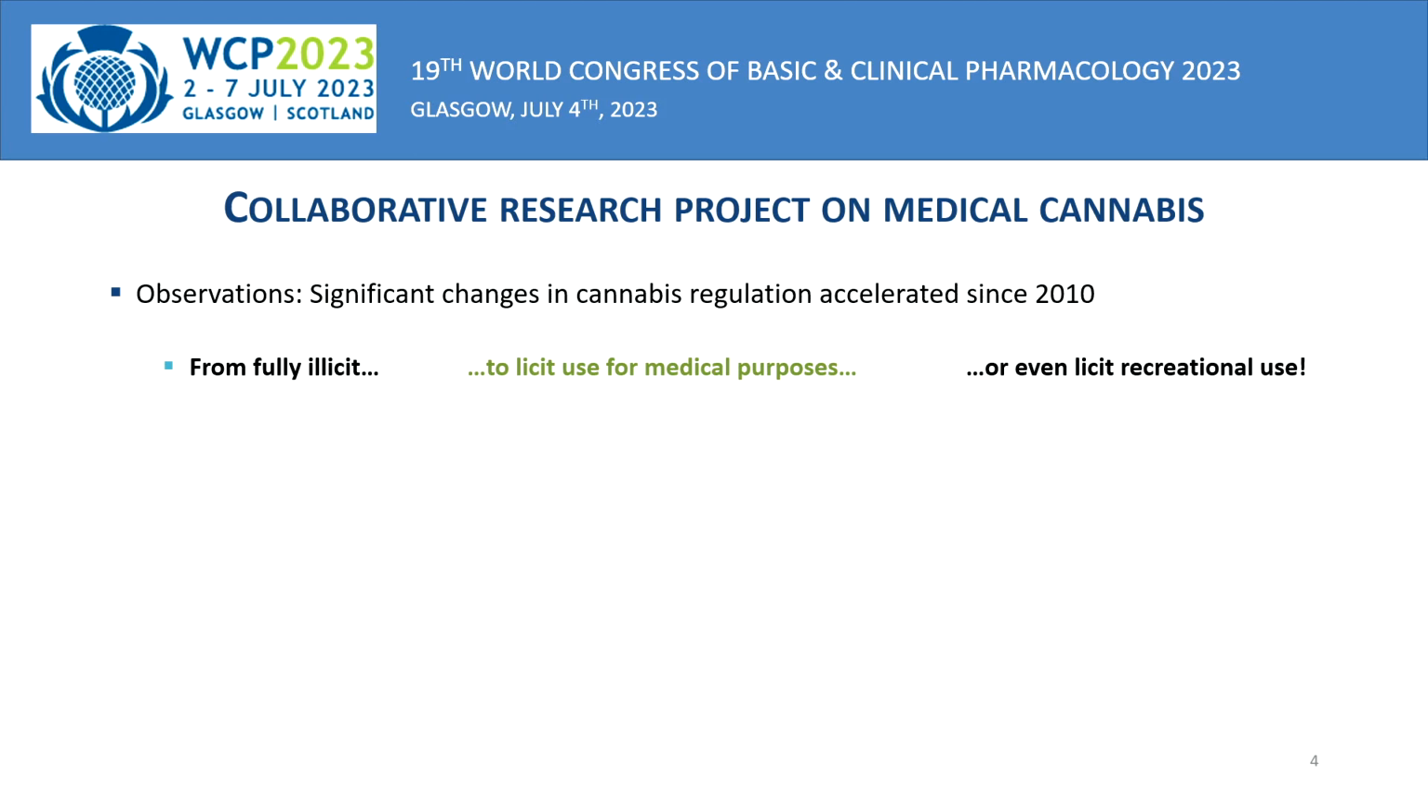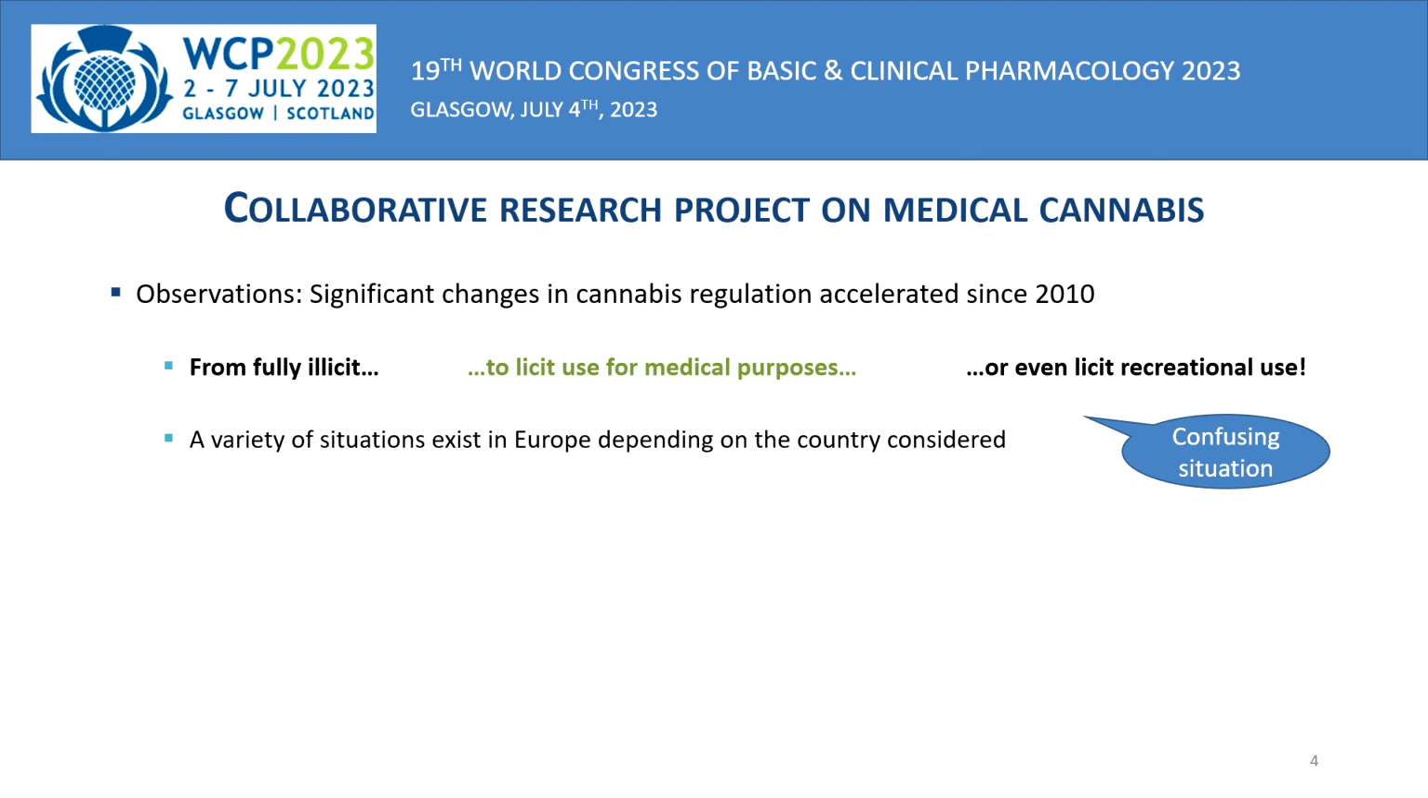At the beginning, we observed that significant changes in cannabis regulation occurred across European countries, and these changes accelerated over the last decade. Indeed, cannabis switched from a fully illicit drug to a drug authorized for medical purposes or even in a recreational context. This included some confusion, and the situation is particularly confusing in Europe, where a variety of situations exist depending on national laws.